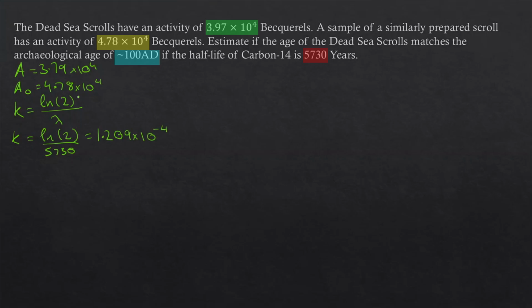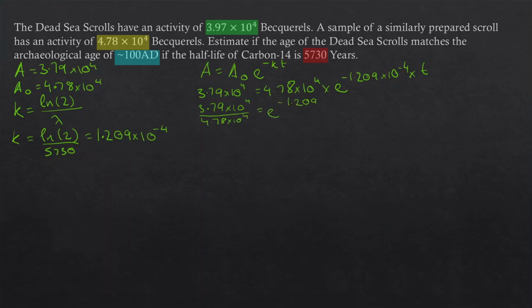Now we write out the decay formula of A equals A0 times e to the negative kt and sub in the values that we wrote down earlier. First, we want to get e on its own, so we divide each side of the equation by 4.78 times 10 to the 4. Now, to bring the t down from the index, we apply a log of base e to each side, so that they are still both equal to each other. This is written as ln for log natural.